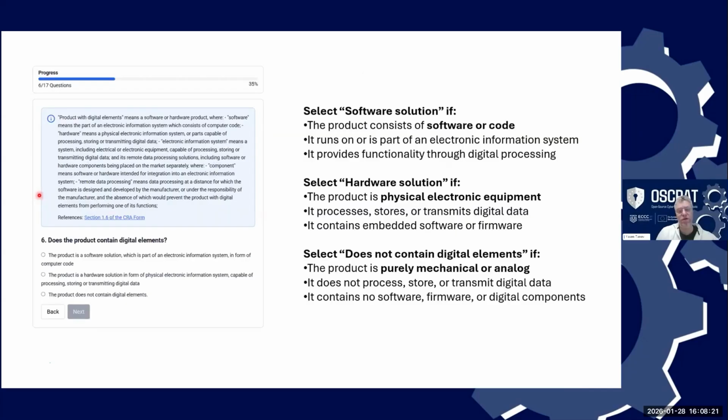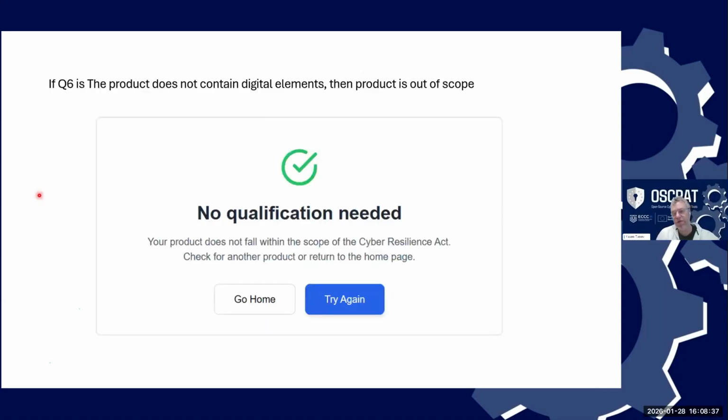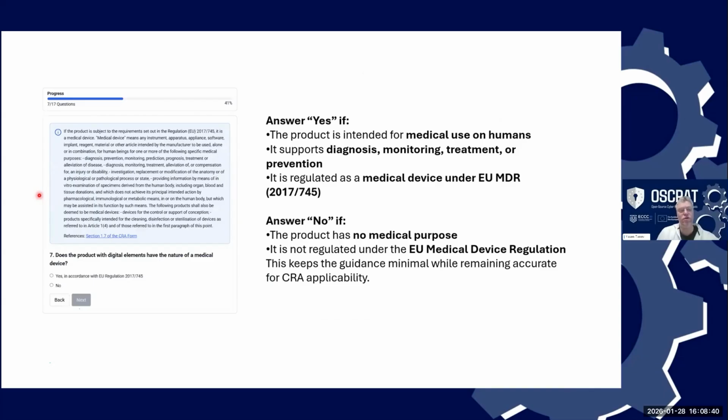If you answer with one of the other options, that it's a software product which is part of an electronic information system and is computer code, or it's a hardware product from a physical electronic information system, then you're getting into the next question, 7, which I thought you could read hundreds of pages on, because now it's asking you the question: does the product with digital elements have the nature of a medical device?